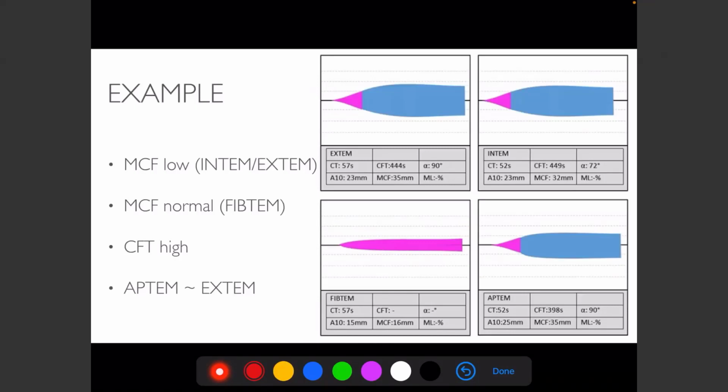Okay, so here's an example. This is your printout, very common. So instead of having to squint and look at the values, I'm just going to tell you. So the MCF was low, which is here on your INTEM and EXTEM. Your MCF is normal here, so this is okay on the FIBTEM. And then your APTEM was equal to your EXTEM. So that's easy enough. So what does that tell you, if your APTEM and your EXTEM are the same?